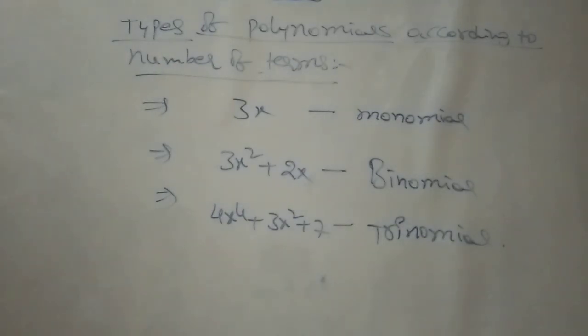If more than this, suppose a polynomial has 4 terms, 5 terms, 6 terms, 7 terms, these polynomials are called multinomials.